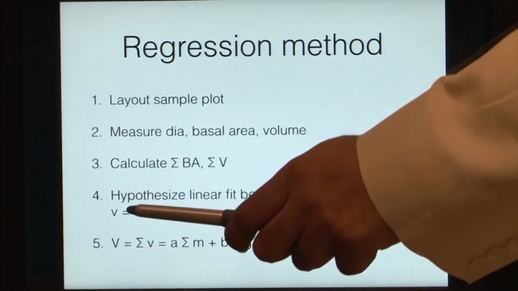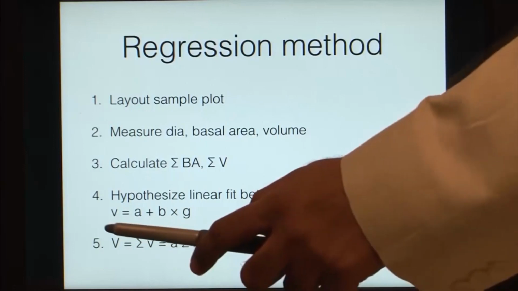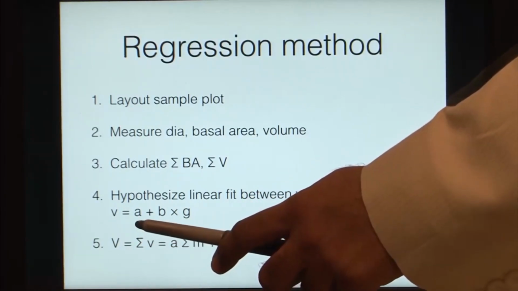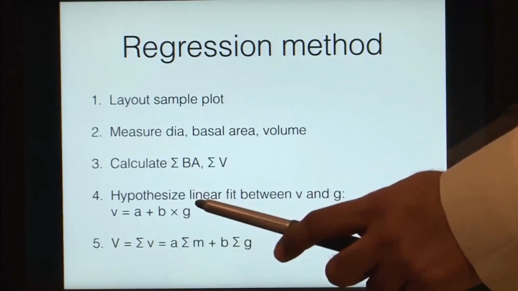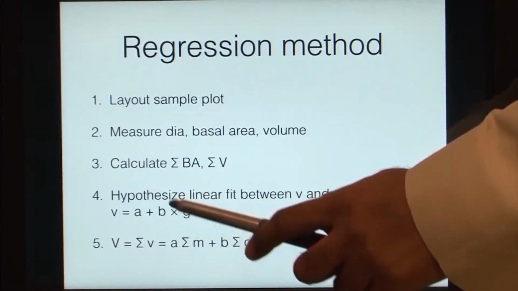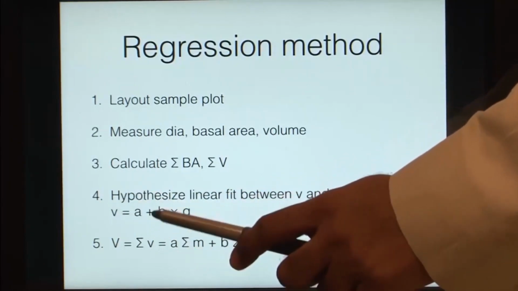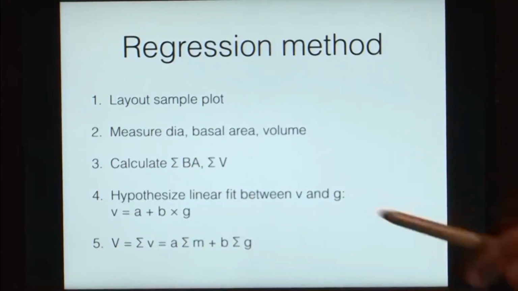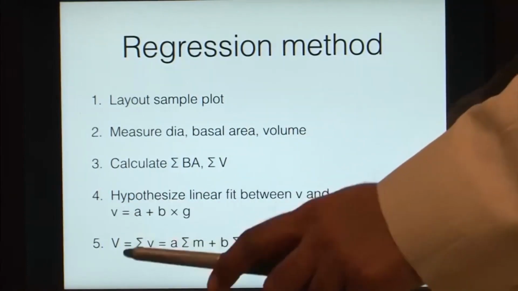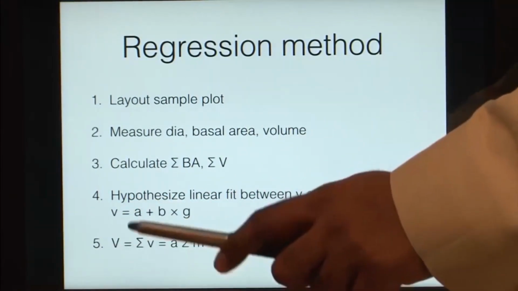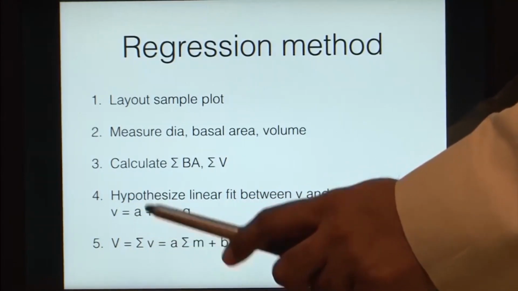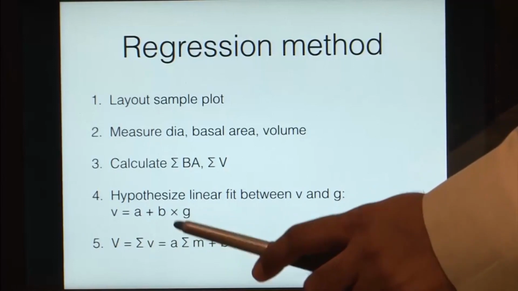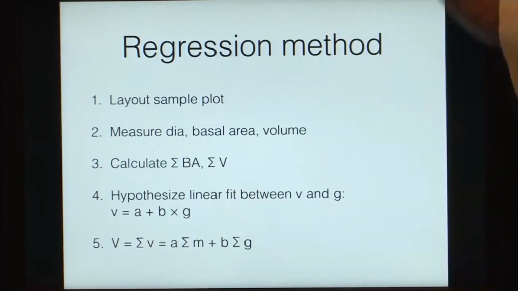So, here we make this linear equation: volume is equal to A, which is a constant, plus B, which is another constant, multiplied by the basal area. Now, B will be approximately equal to the form height and A will be another constant here. Once we have this equation, we can use it to compute the total volume of the stand by multiplying A with the total number of trees and multiplying B with the sum of the basal areas of all the trees that are out there in the stand.